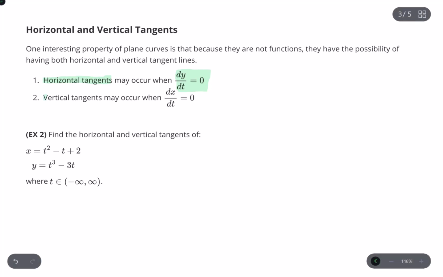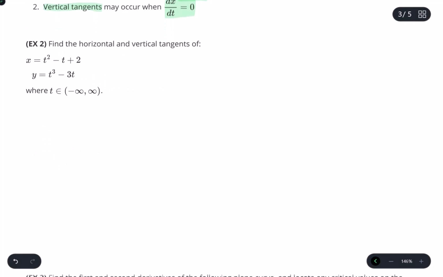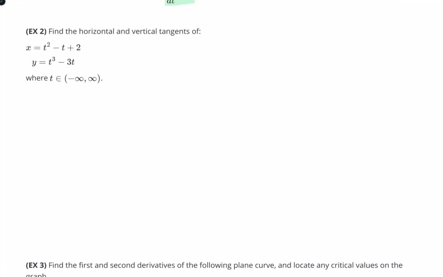And then vertical tangents, of course, would be the opposite. So that's where dx/dt would be equal to 0. So let's take a look at a curve here. I have x equals t squared minus t plus 2, y equals t cubed minus 3t, and t is on the entire domain from negative infinity to positive infinity. So we want to find all possible horizontal and vertical tangents. So let's try this out and see what we can do.